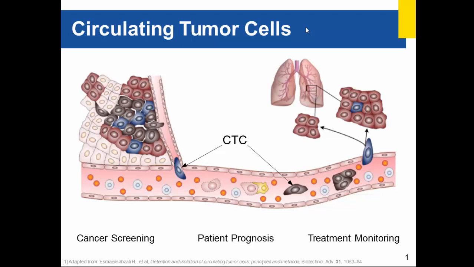These circulating tumor cells have different properties compared to the normal cells. They are bigger. They have a different Nucleus-to-Cytoplasmic Ratio. And detection of these circulating tumor cells will help in early detection of cancer, patient prognosis, and also treatment monitoring.